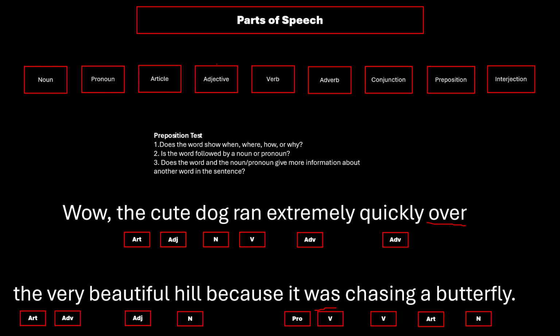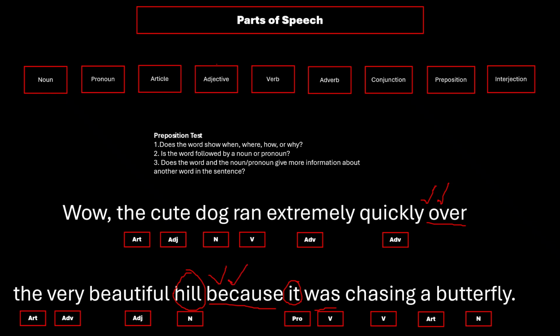Over. Yep, correct. It shows where. It shows direction, over. How about because? It shows why, right? So it passed the test. So we can't discern yet if it's a conjunction or a preposition. Second test. Is the word followed by a noun or a pronoun, excluding the modifiers? So what follows here is the word hill, which is a noun. So that passed the test. Because it, it's a pronoun. So it passed the test as well.